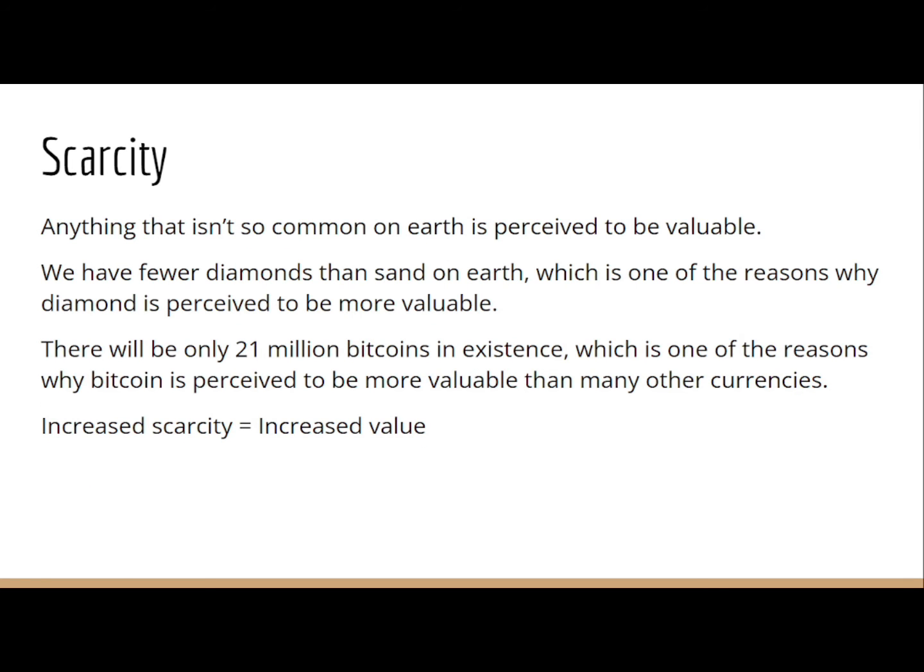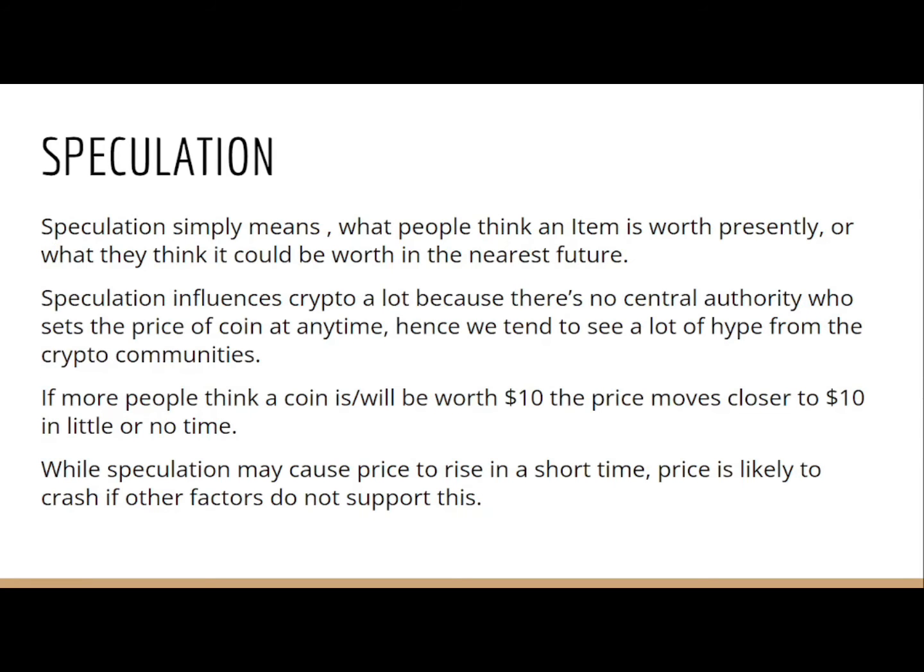You have scarcity. Anything that isn't so common on earth is perceived to be valuable. We have fewer diamonds than sand on earth, so you can guess which one is more valuable, which is one of the reasons why diamond is perceived to be more valuable. I'm coming to perception in a bit. There would be only 21 million bitcoins in existence, which means that Bitcoin is perceived to be more valuable than many other currencies. And you have a very simple formula here: increased scarcity is equal to increased value. All right. Speculation.